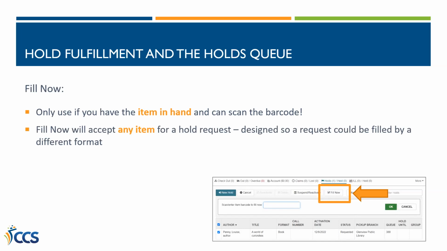So this feature was actually designed to allow holds to be filled by different formats. So, a situation where the patron has a hold on a Blu-ray, but it turns out they find there's a DVD copy on shelf and ask staff to grab that instead. So even though the DVD is on a different bib and it's a different format, staff could use it with Fill Now, so the patron's hold is considered fulfilled and they don't get multiple copies of a title. I hope that makes sense. So the moral of the story here is to only use Fill Now if you have the copy in hand.